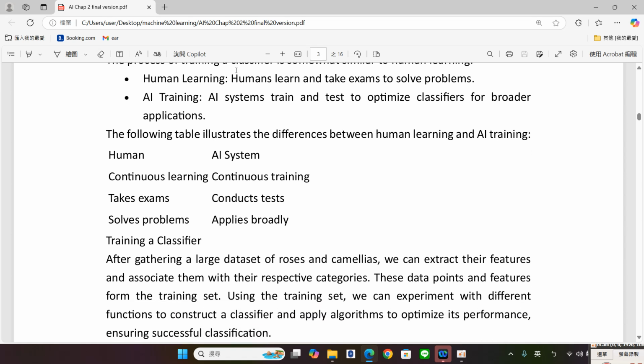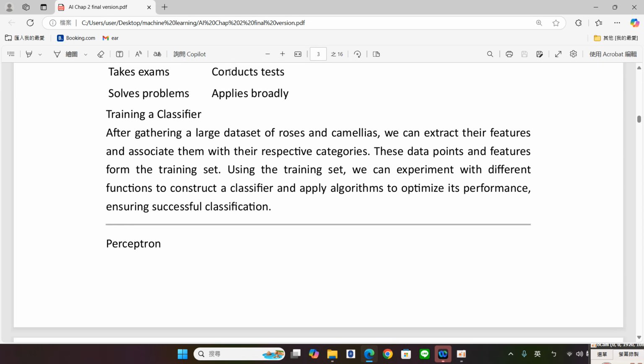Humans use continuous learning and take exams and solve problems. And AI uses continuous training and conducts tests and applies it broadly. And then testing a classifier.